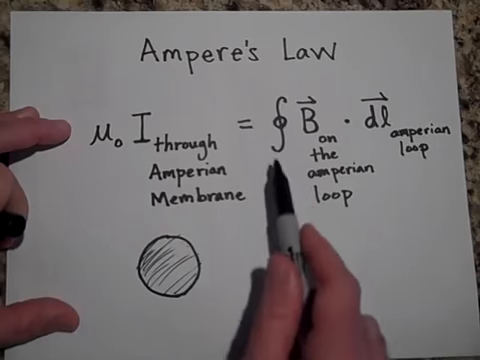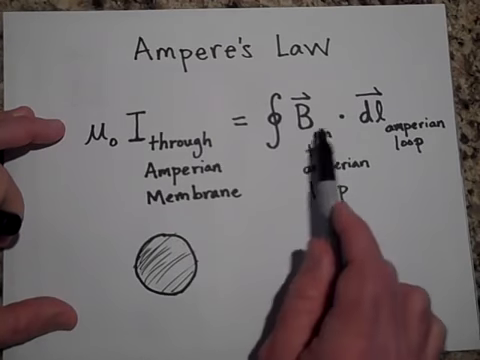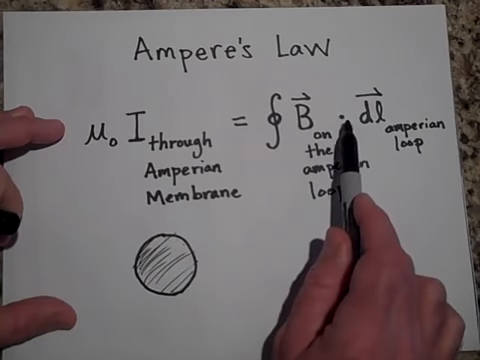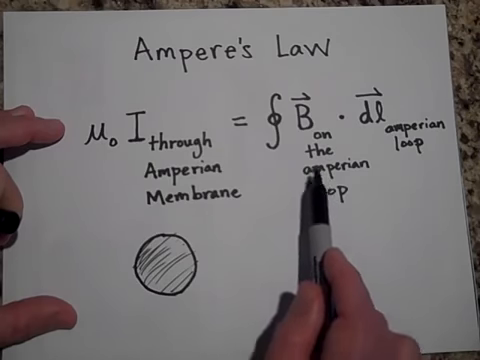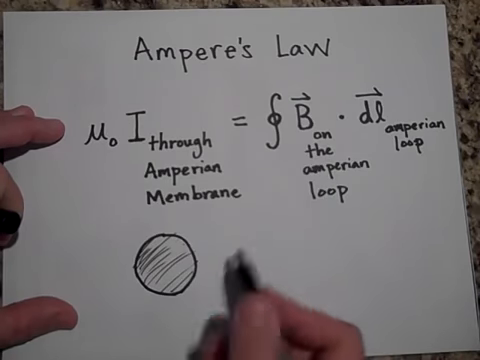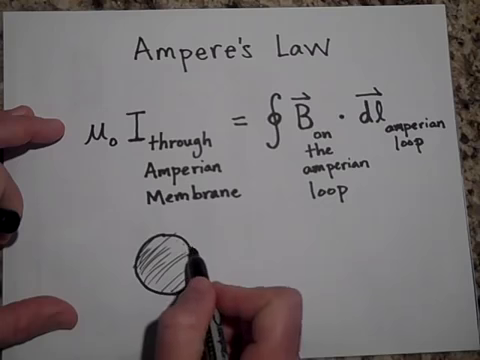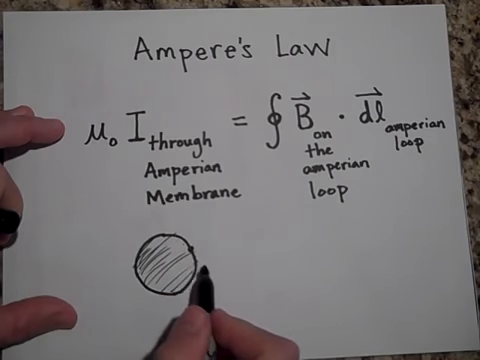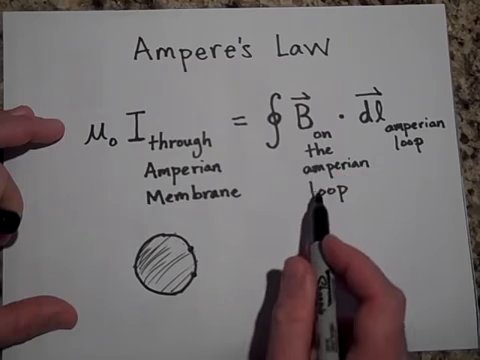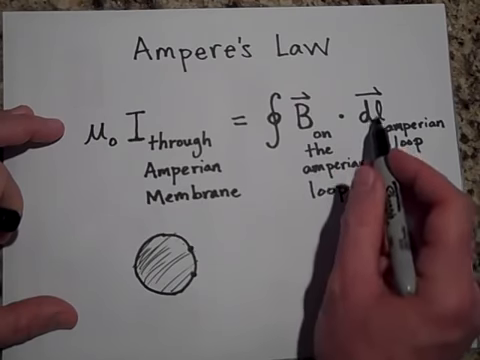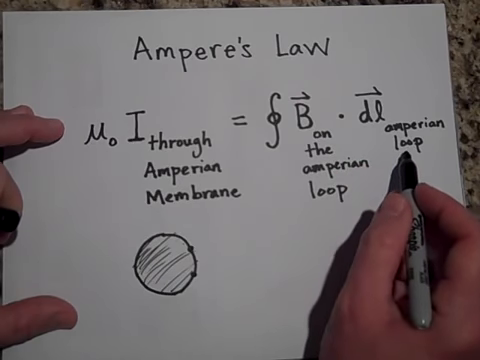Okay, that's going to equal the closed path integral of B dot dl. Now that's a dot product. And that B is the B on the Amperian loop. So the only B's that we're going to be concerned about are the B's that are on this Amperian loop. So like right there, what's the B right there? What's the B right there? Those are the B's that matter. And then these dLs make up the Amperian loop.